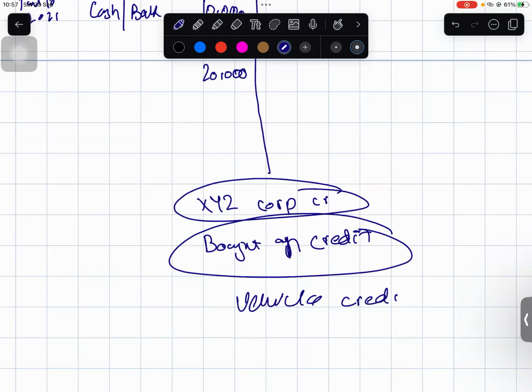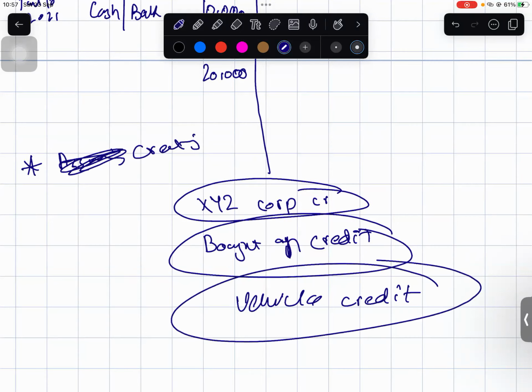You can give it a name, and before you're doing the question, you make up a star at the top and you write, assuming, creating this vehicle credit account as the vehicle is bought on credit. So this is what you can do, but I don't think you will ever come across this. But if you do, this is what you do. Okay.